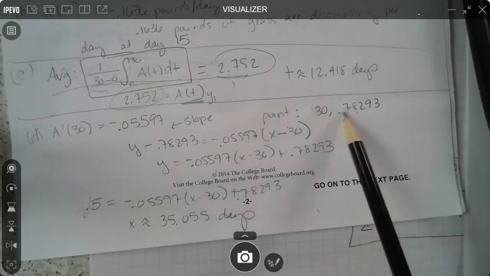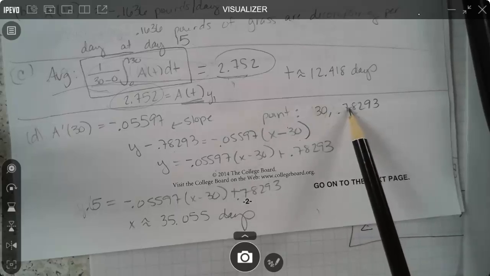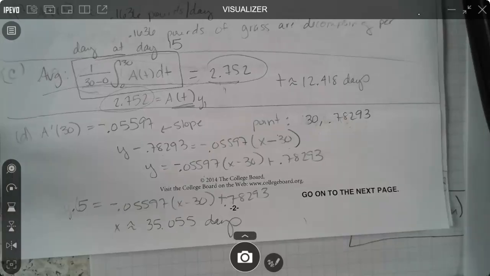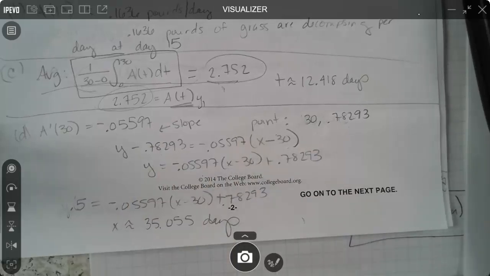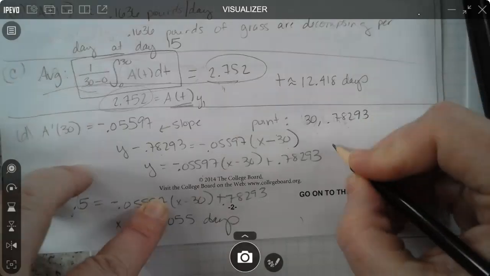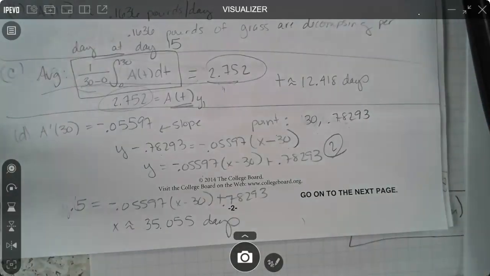Well, I already found this point in part A. I found A of 30. If I want the tan line at 30, then I use the point at 30. I use the slope at 30. I've got a point and a slope. I come up with this equation. You got 2 points for this equation. 2 whole points for writing the equation of a tan line using your calculator. 2 whole points. Then, here's where the good stuff comes in.